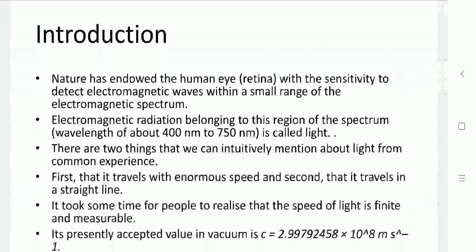A human eye can detect the light signal that is available in the visible band of the electromagnetic spectrum, and that visible band is between 400 nanometer to 700 nanometer. This light signal can travel through the air and free space with the highest speed, and that speed of light is around 3 into 10 raised to 8 meter per second. That speed of light is highest in vacuum in nature.